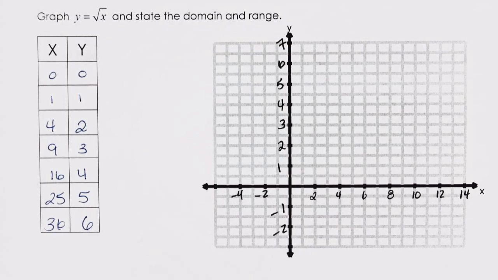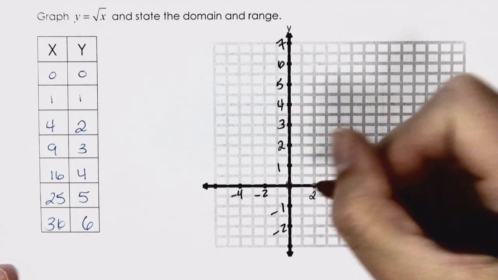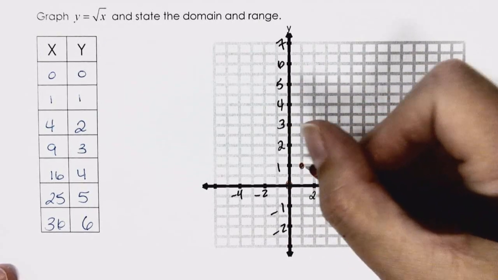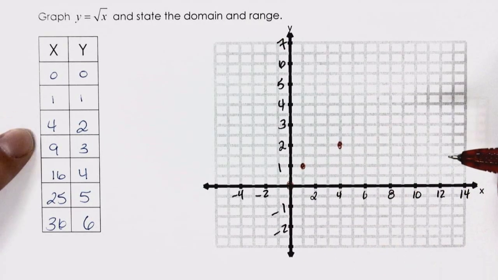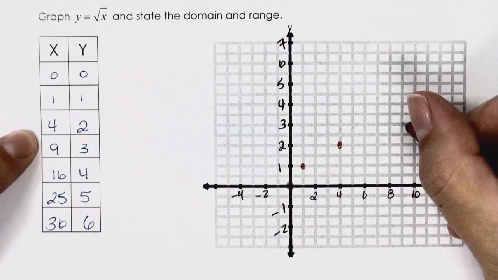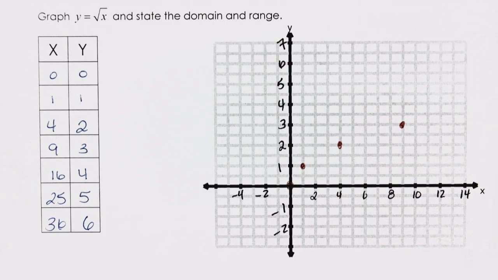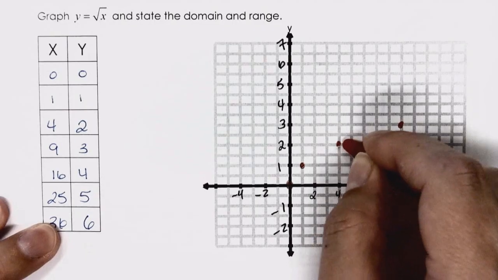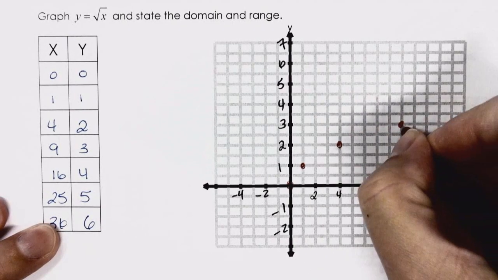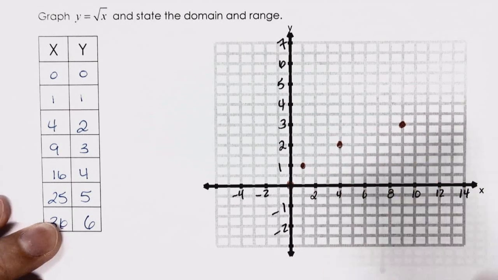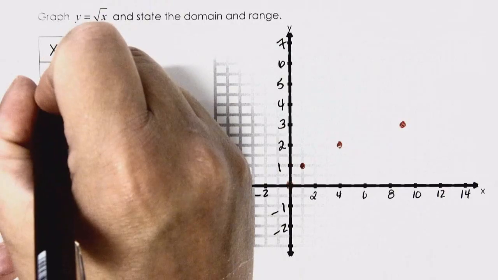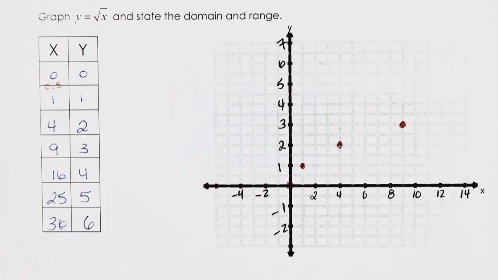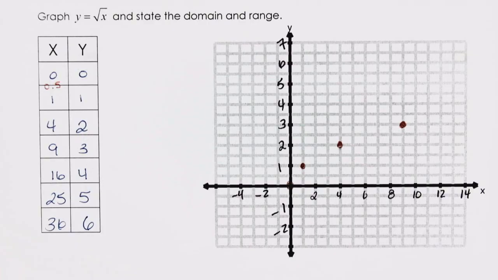All right. 0, 0. And then I have 1, 1. And then I have 4, 2. 9, and 3. And then I think I'm done plotting points after that. Can somebody do me a favor in their handy dandy calculator and do the square root of 0.5 for me?